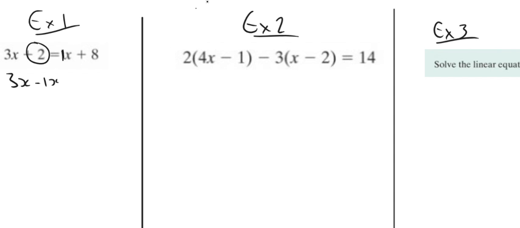And then I'm going to take this plus 2 at the same time and move it to the other side. And again, because it's a plus 2 on the left-hand side, when it goes across, it'll become a minus 2. Minus 2 plus 8, or you could have 8 minus 2 on that side, same thing. Then 3x minus 1x is 2x, and minus 2 plus 8 is 6.